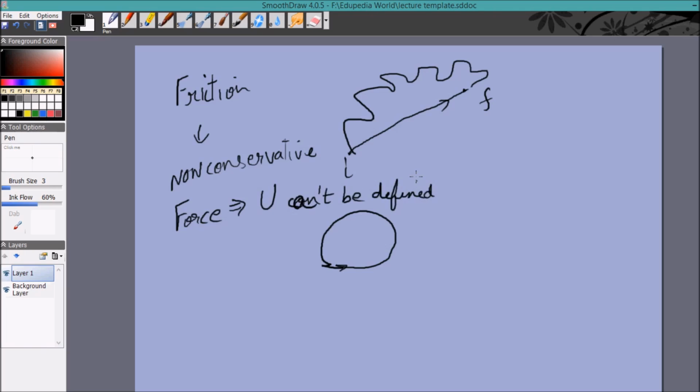This completes work and energy. In the next lecture, we'll see some examples on how to solve problems.